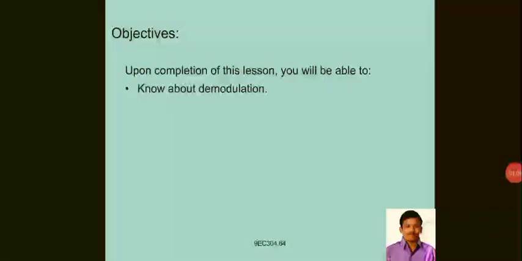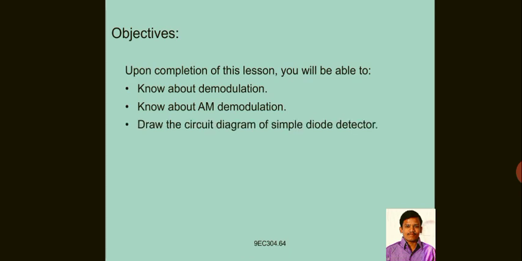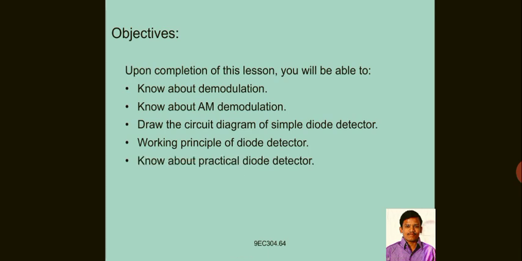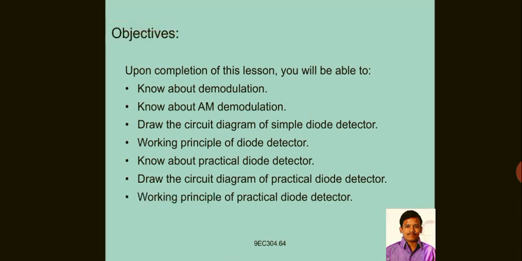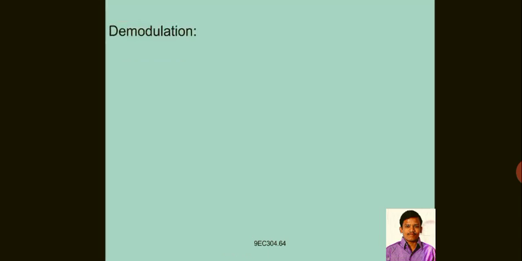Upon completion of this lesson you will be able to know about demodulation and AM demodulation and the circuit diagram of a simple diode detector, working principle of diode detector. So these are about a theoretical diode detector, and then we will see what is a practical diode detector, and similarly we will see the circuit diagram of the practical diode detector and the working principle of that one.